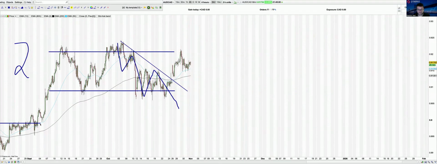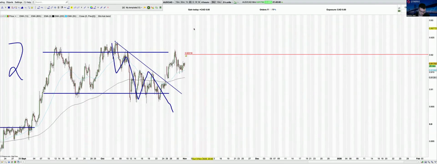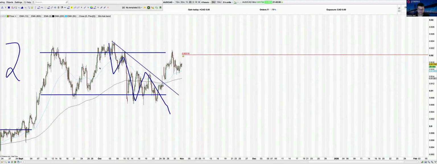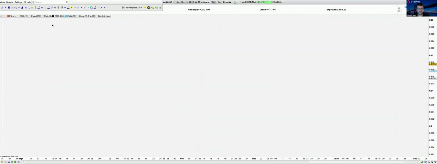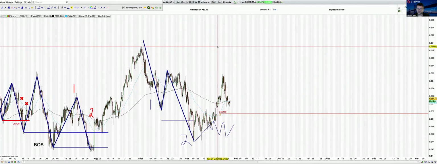Again, the service isn't about sending hundreds of trades. It's very much about selecting a small number of trades, and I spent too much time on that pair. I'm not going to spend time on every pair, pointless. Let's look at AUD/USD.